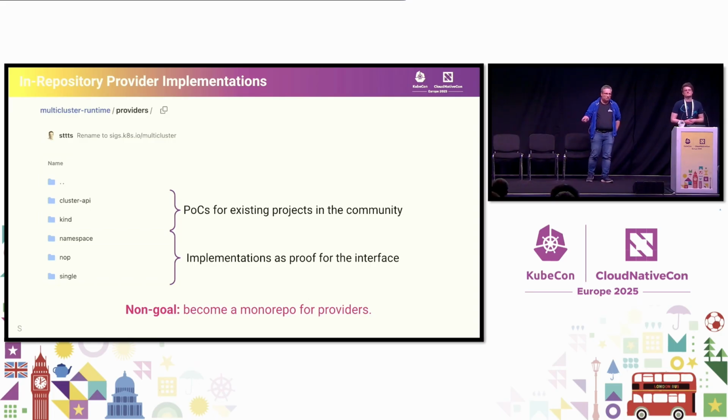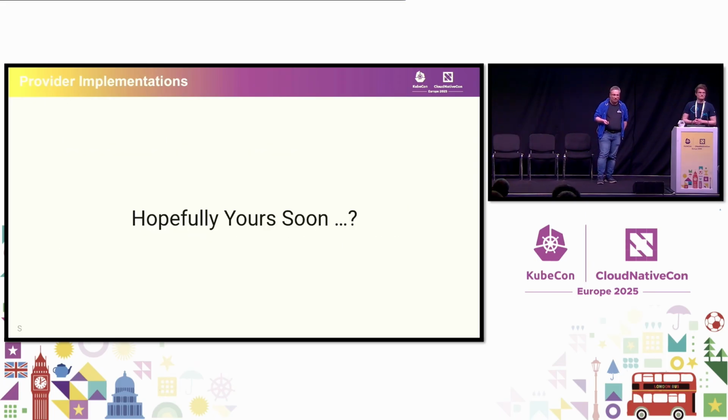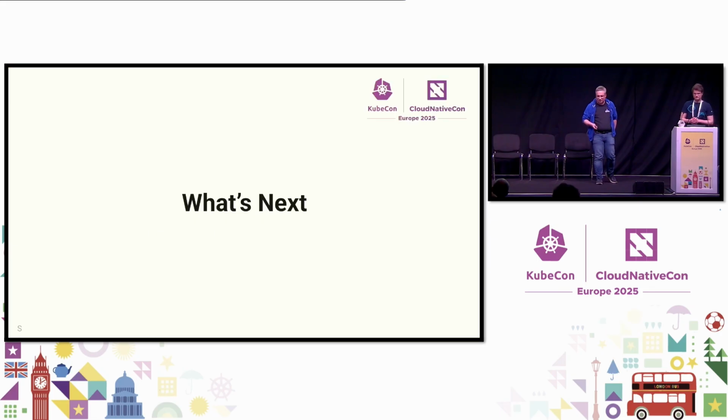Our goal is not to have all the providers here, obviously, so a monorepo is an anti-pattern. So if you build something like a really serious cluster API provider, probably outside is a better place. We have the KCP provider, for example, here, so it's in KCP dev, multi-cluster runtime, and yeah, it implements what Marvin has just shown, uses virtual workspace API endpoint for exports, and yeah, that's the KCP one. Hopefully we get more, so if you have ideas, I'm looking at the cloud provider attendees here, would be interesting to run something against all clusters in your project or something like that.